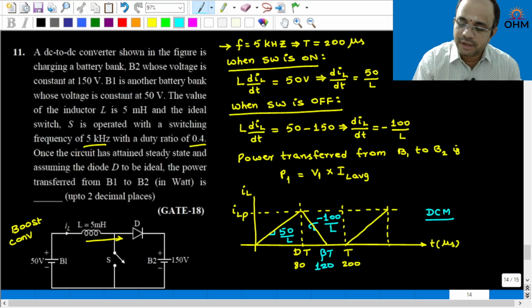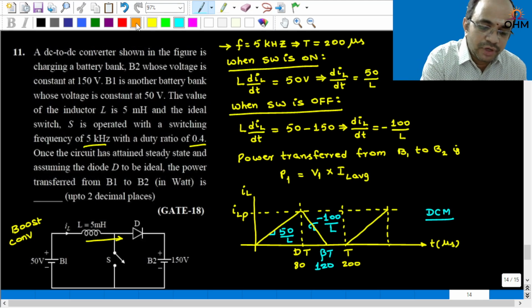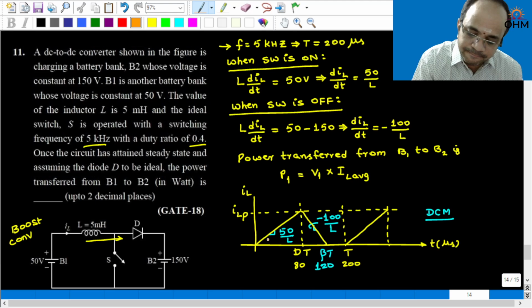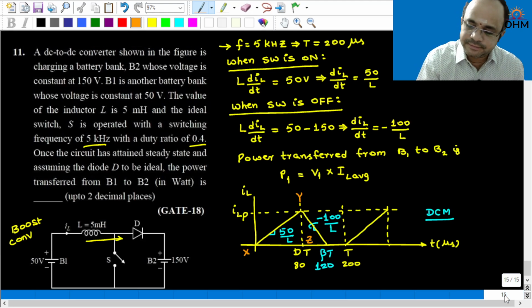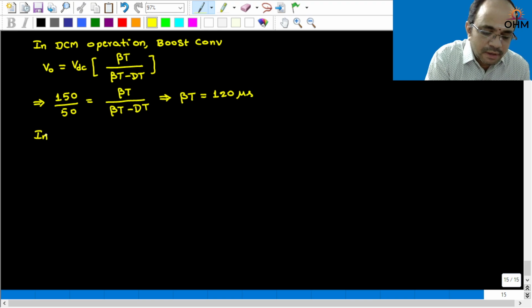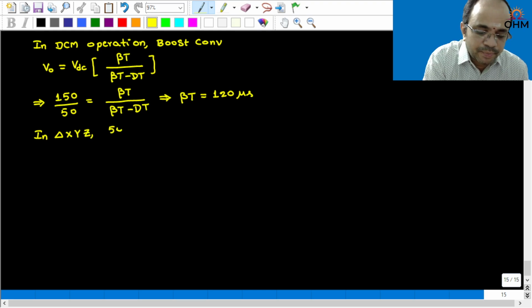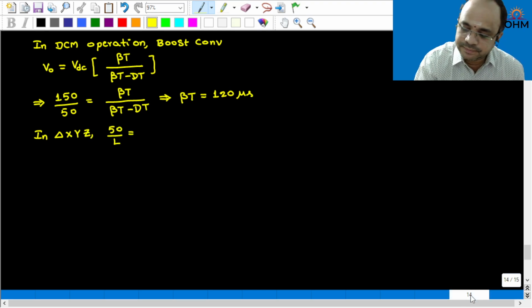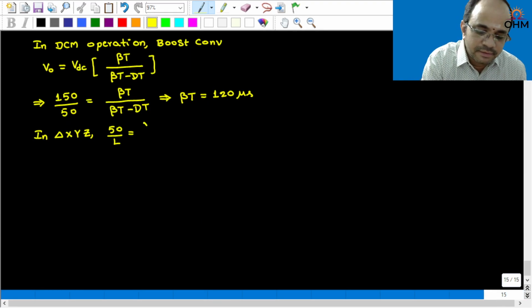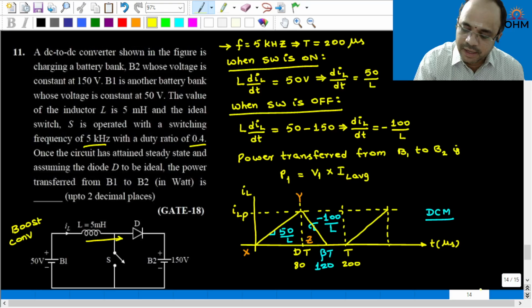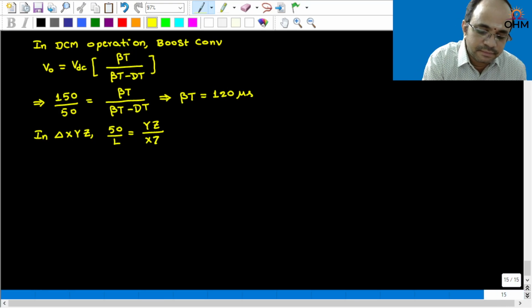The X axis I am plotting in microsecond scale. Next, we would like to find out what is the peak value of this current waveform. Suppose I take this triangle XYZ. In triangle XYZ, slope 50 by L is equal to the opposite side YZ divided by the adjacent side XZ. Therefore, YZ is 50 by L into XZ.